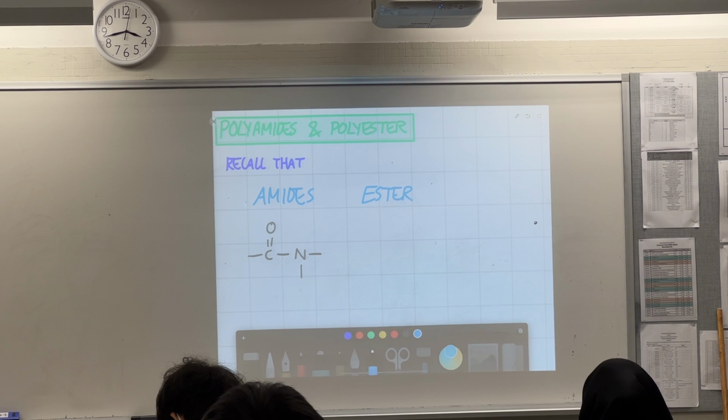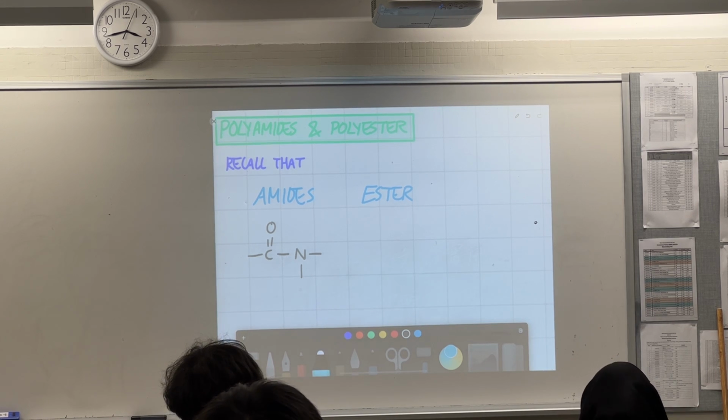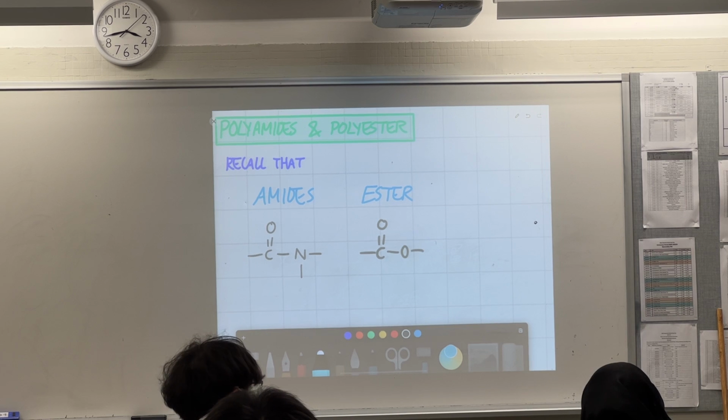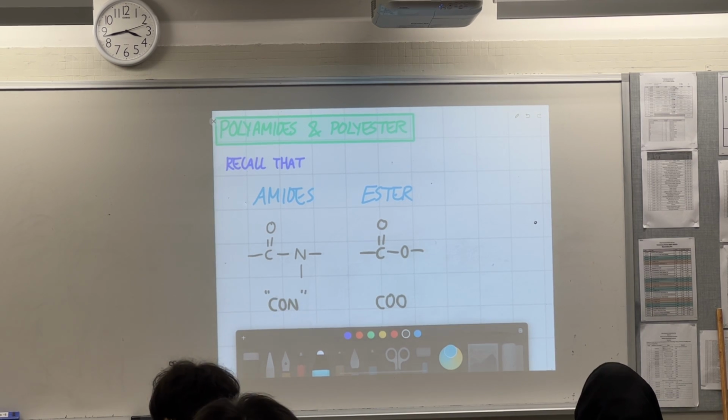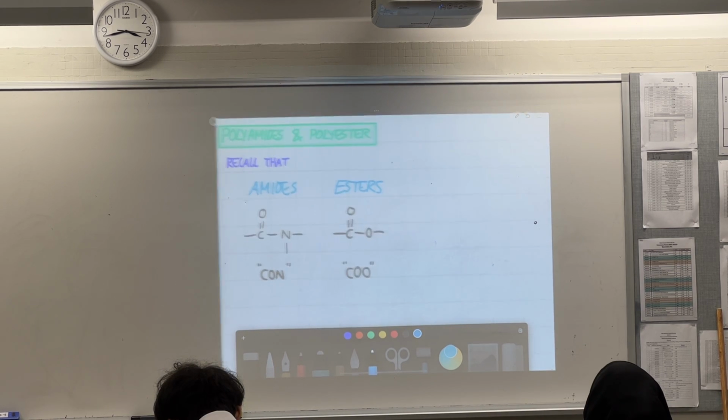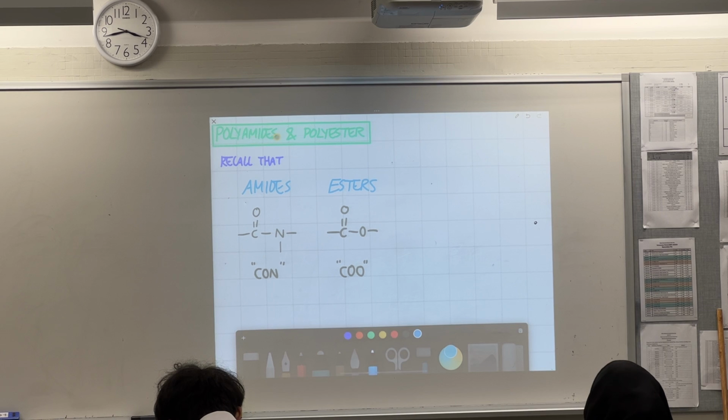So esters have the COO group. Just remember CON and remember the COO. One is ester, one is amide. So in this chapter we look at polyester and polyamide.